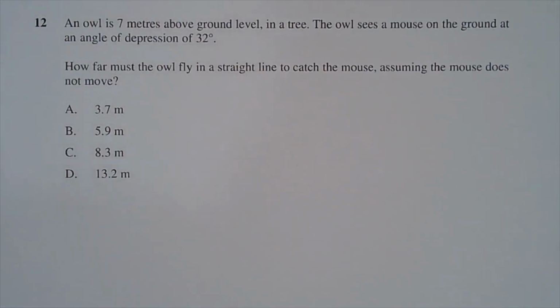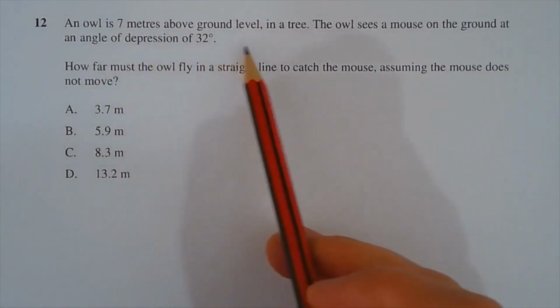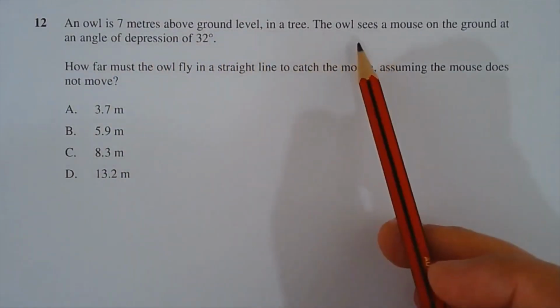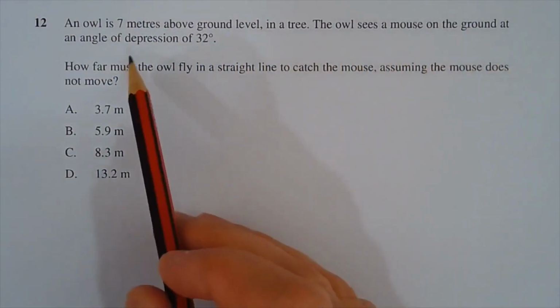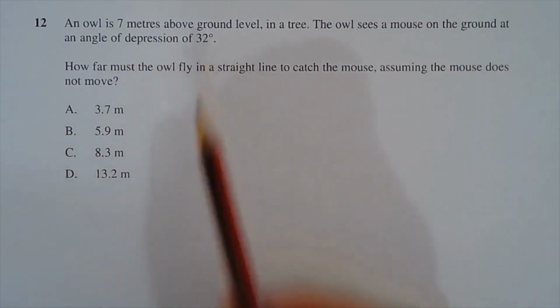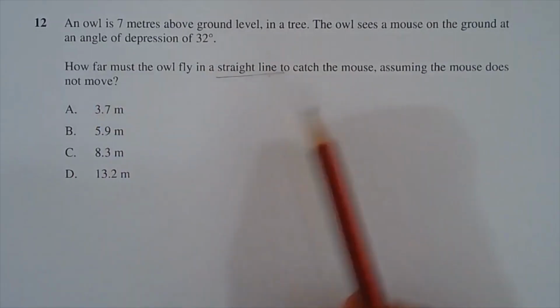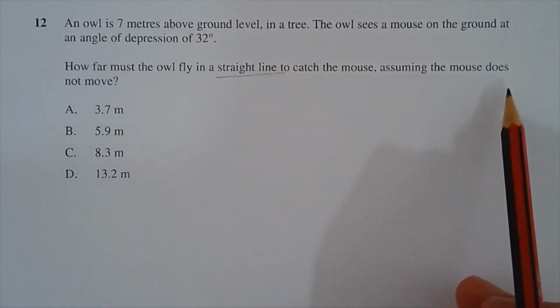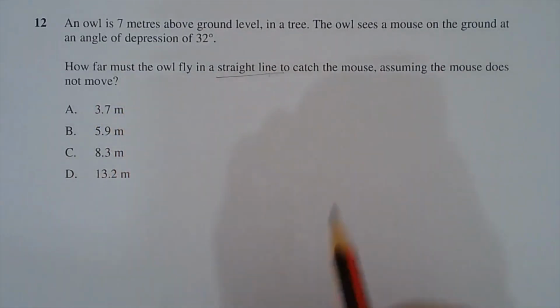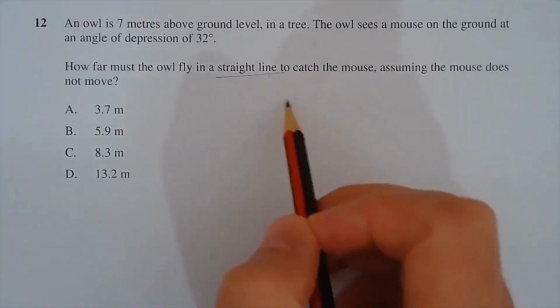Question 12. An owl is 7 meters above ground level in a tree. The owl sees a mouse on the ground at an angle of depression of 32 degrees. How far must the owl fly in a straight line to catch the mouse, assuming the mouse does not move? First thing we do, let's draw a wireframe sketch.